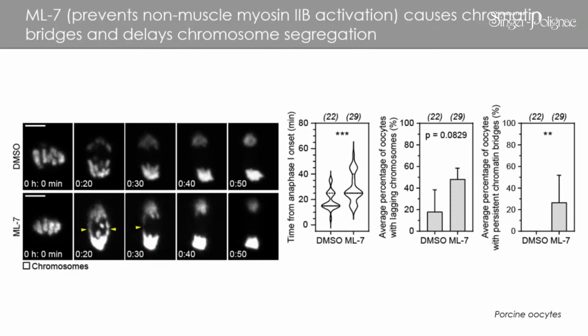So on the top, this is a control cell. The chromosomes are separating apart fine. But here you see that there is lagging chromosomes, and there's actually also bridges. And we've just been calculating how long does it take from anaphase onset until the chromosomes are fully separated. And this is plotted here. And you see that in comparison to the DMSO-treated controls, the ML7 really increases the time that is required to move the chromosomes apart. And also the fraction of oocytes that have lagging chromosomes are very strongly increased, as are chromatin bridges.